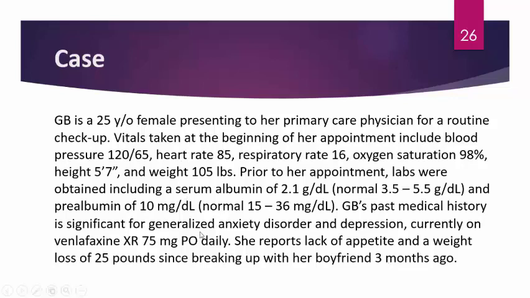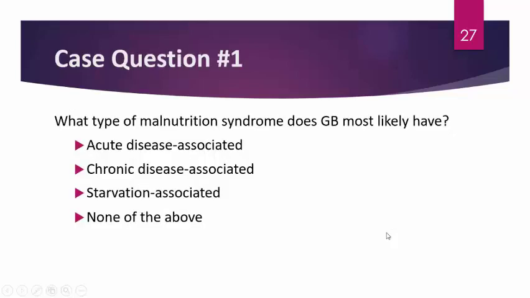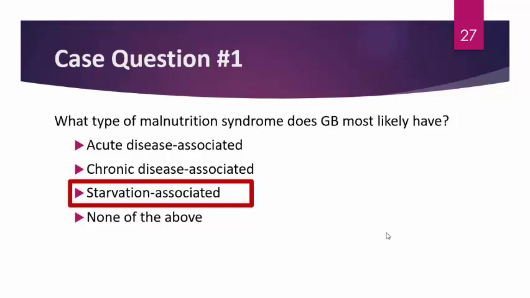Her GAD and depression may play a role in her weight loss. However, these disease states are not necessarily inflammatory disease states that would be considered an acute or chronic disease state associated malnutrition syndrome. In order for there to be an acute or chronic disease state, they have to have some degree of inflammation to be considered one of these two types of malnutrition syndromes.